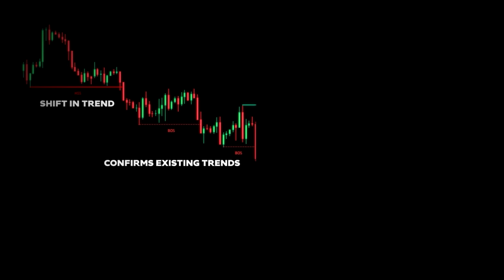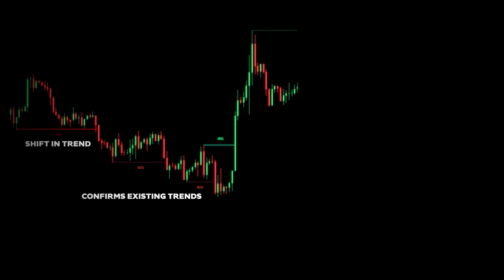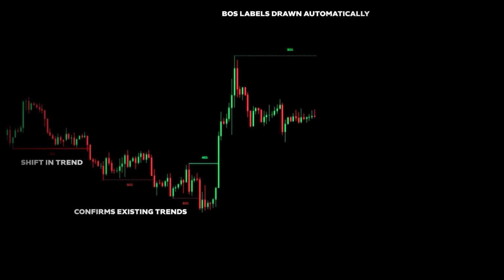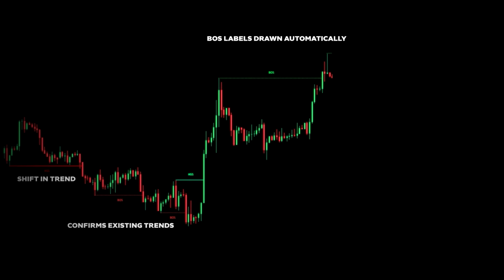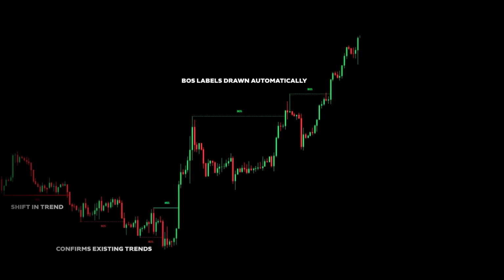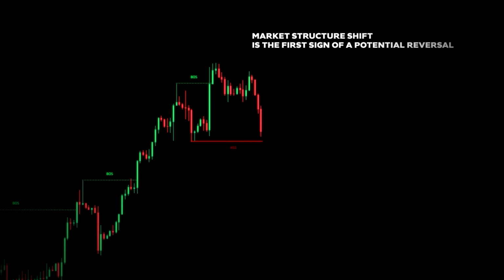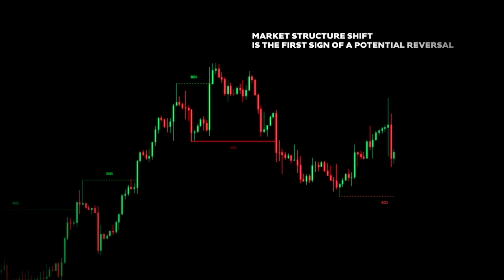within price action. It will automatically display BOS labels whenever the market breaks a swing point that aligns with the current trend. So if we have an uptrend, it will consistently be displaying BOS if it breaks past those swing highs. However, if it breaks past the swing lows, then we'll see a market structure shift label instead. This could be the first potential sign of a trend reversal. And whenever you see this, you should be cautious as the trend may be changing sides.